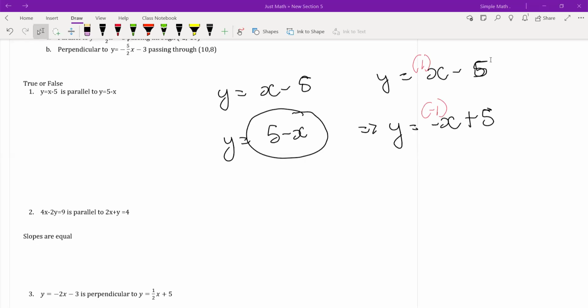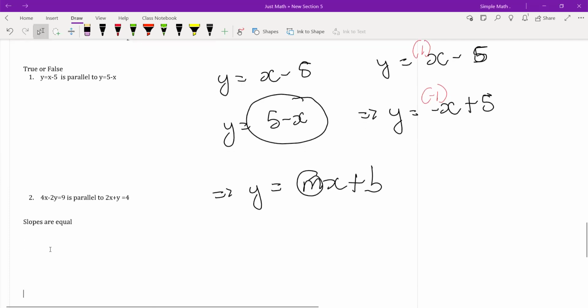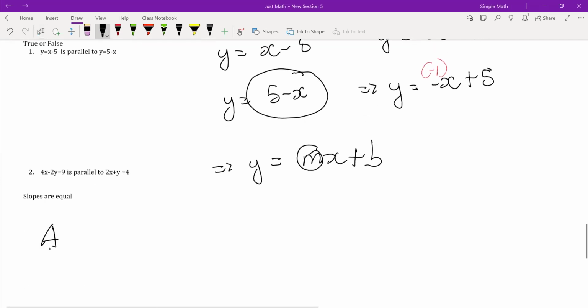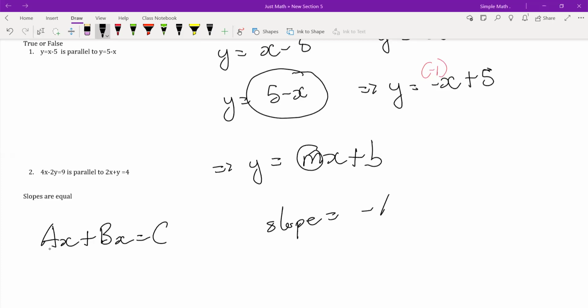Instead of changing it, you can actually change this to slope intercept form, y equals mx plus b, and then get the slope from there. But there's a quick way to get the slope directly. For the standard form, which is ax plus by equals c, the slope will be negative a over b. That will be a quick way to get the slope.